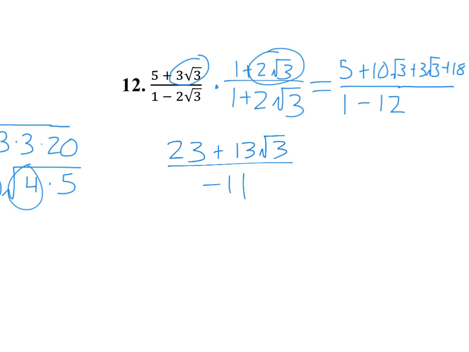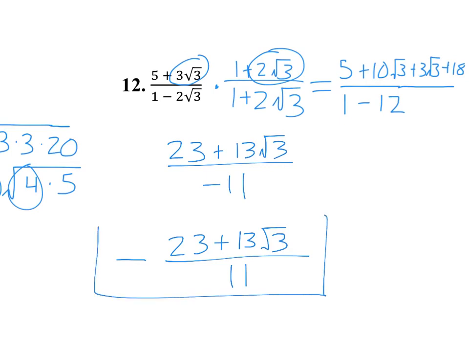And I've mentioned that I don't like negatives in the bottom of a fraction. So I'm just going to move the negative out front. Okay, that's all for 6.5.